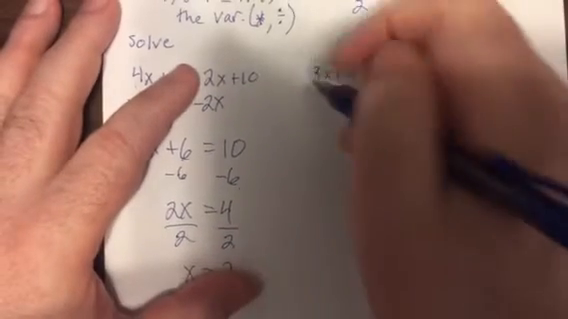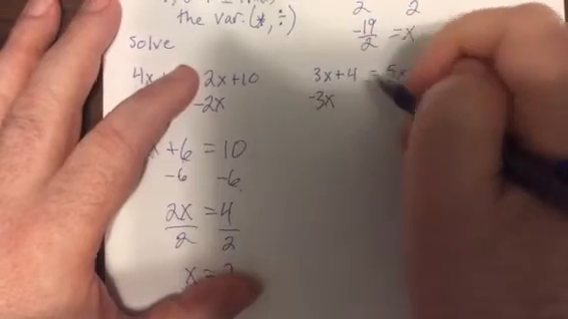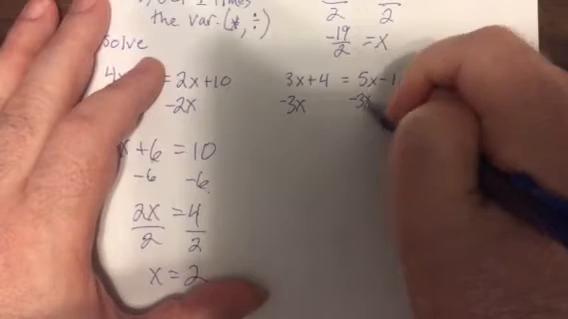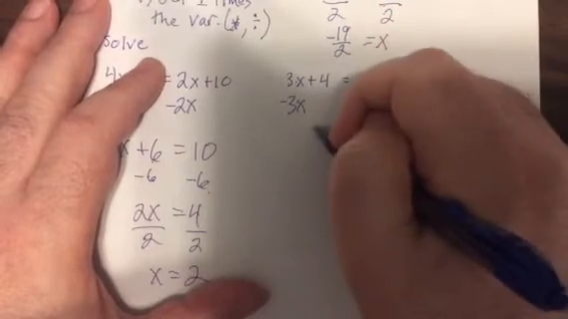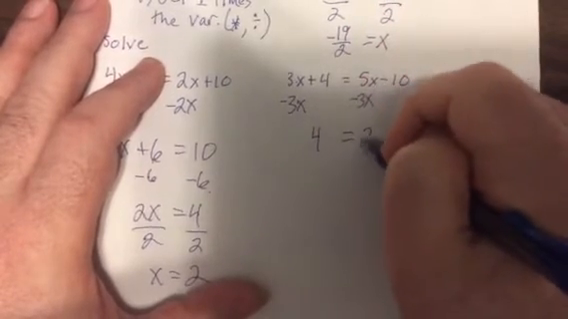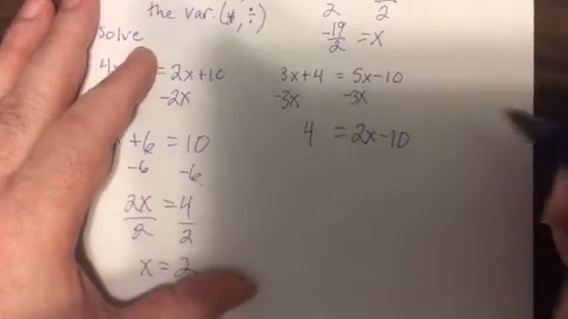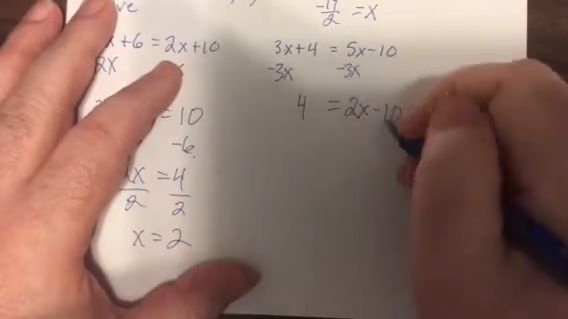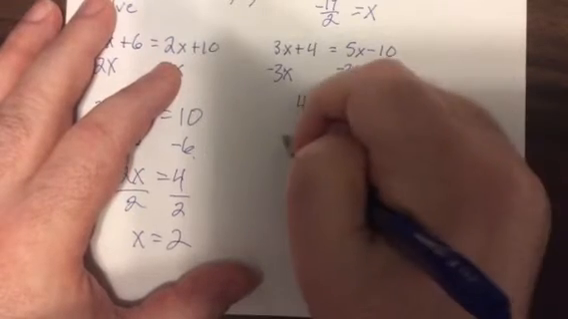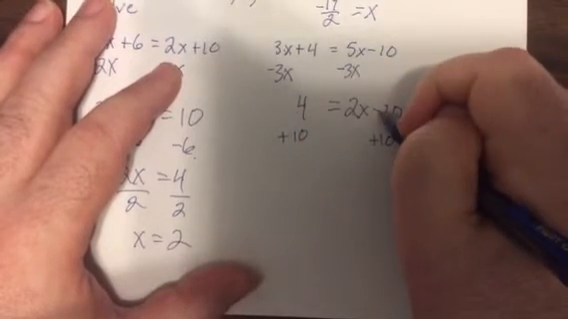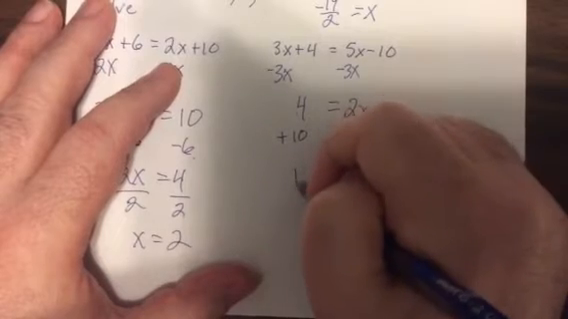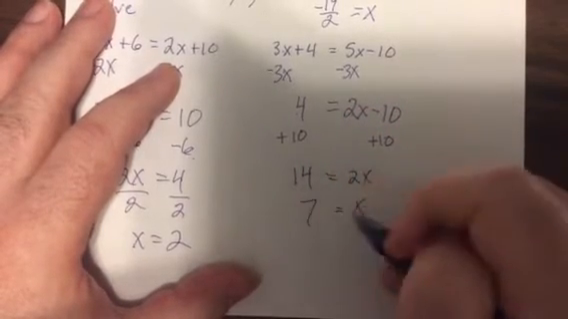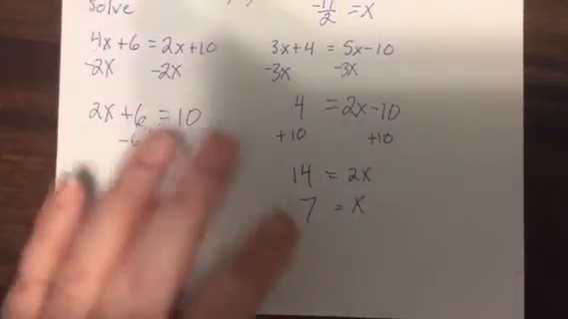Yes. So this one, I'm going to get rid of the 3x. So I'm going to subtract it. So 3x minus 3x is 0. So it'll be 4 equals 2x minus 10. Now I want to get the variable by itself or get the constant by itself on the other side. So I would add 10. Always do the reverse. Minus 10 plus 10 is 0, so 14 equals 2x. So x equals 7 when you divide by 2.